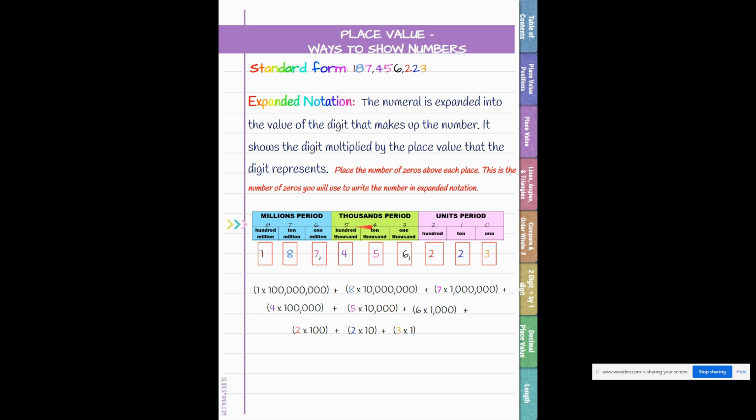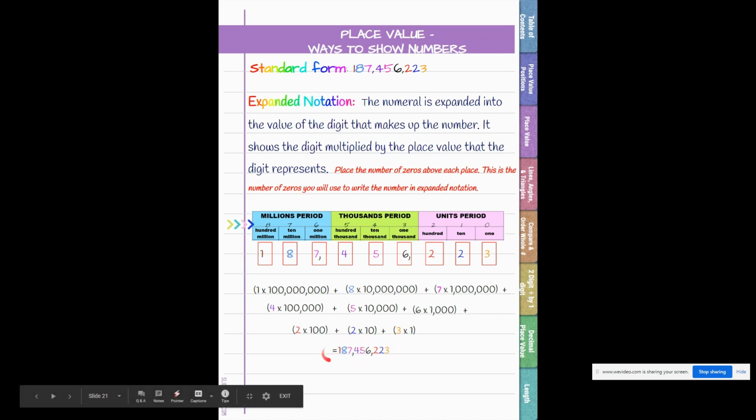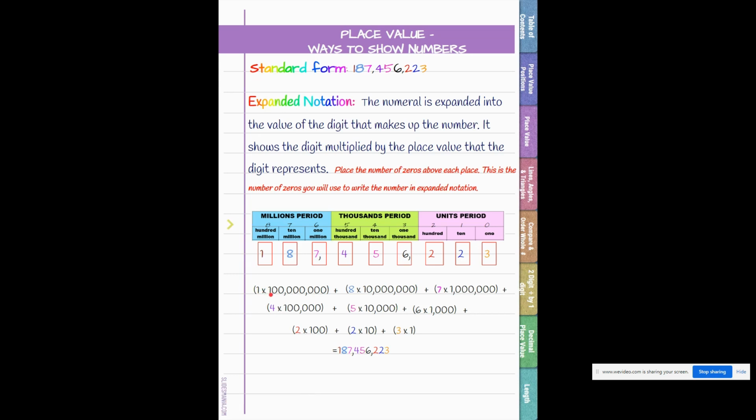Again, these digits written above the place value chart tell you how many zeros are going to be in that place. Okay, now if I was to find the total sums of each of these parentheses, we would see that the sum would total up to the same number. So again, expanded notation, it's like blowing up the numbers like a balloon, and you're taking that number and multiplying it by the place that it's in.